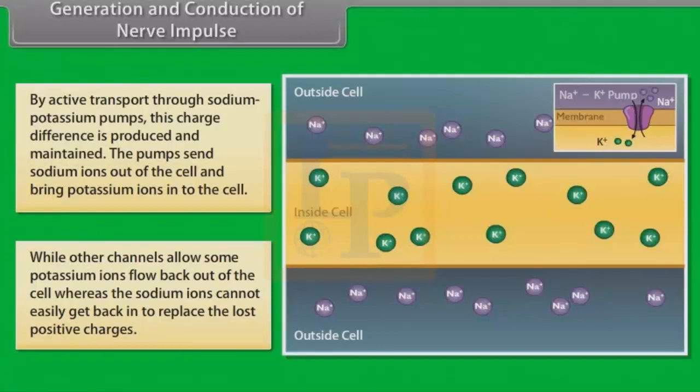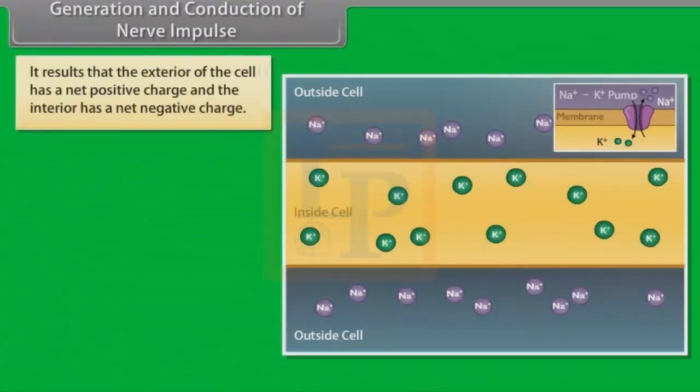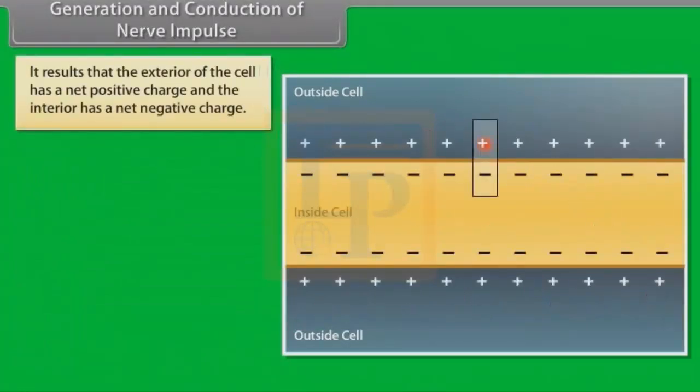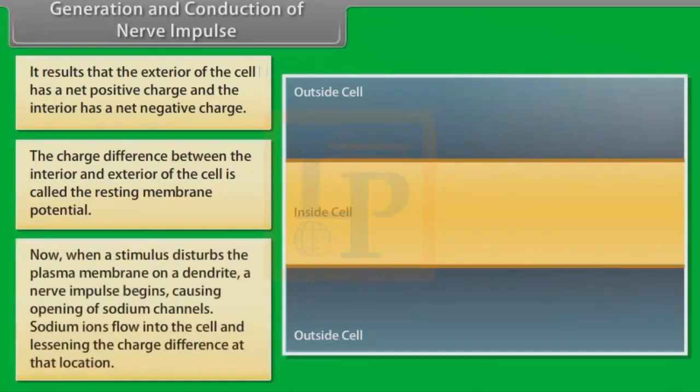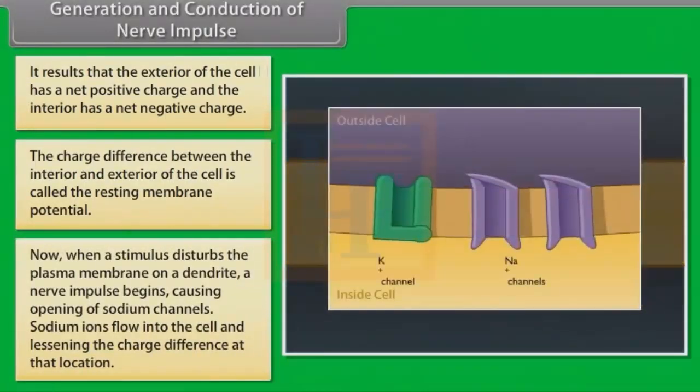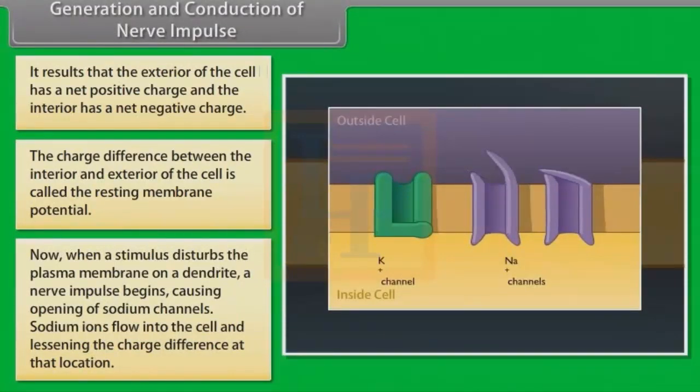the lost positive charges. It results that the exterior of the cell has a net positive charge and the interior has a net negative charge. The charge difference between the interior and exterior of the cell is called the resting membrane potential. Now, when a stimulus disturbs the plasma membrane on a dendrite, a nerve impulse begins, causing opening of sodium channels.